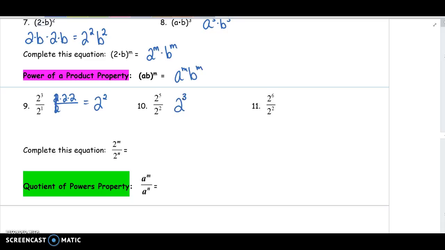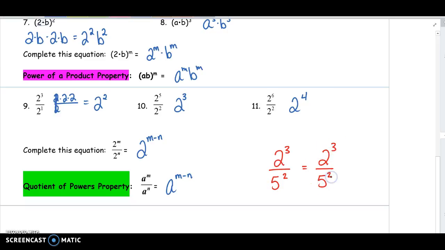2 to the 6th over 2 squared. What's that going to give you? 2 to the 4th. So the shortcut, the property is 2 to the m minus n. Now again, the bases have to match. Notice your bases are always matching. So if you were to have something like 2 to the 3rd over 5 to the 2nd, that would simply be 2 to the 3rd over 5 to the 2nd. You can't use this property when the bases don't match.